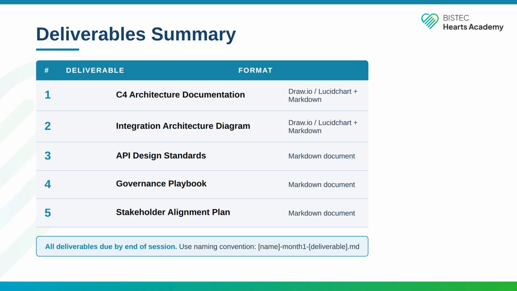For time allocation, you have about 120 minutes of hands-on time. The suggested breakdown is 45 minutes on C4, since it's the most complex and the highest weighted. 35 minutes on integration design, 20 minutes on API standards, and 20 minutes on governance. The stakeholder analysis is a separate 20-minute exercise. If you're running behind, prioritize depth over breadth. A detailed C4 with thorough integration design scores higher than 5 shallow deliverables.